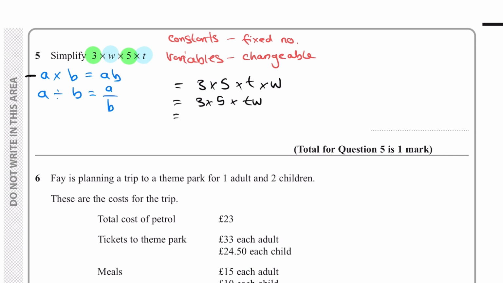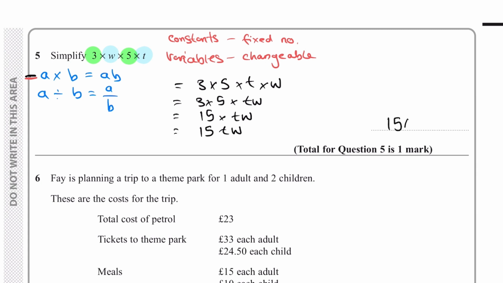Step 3. We combine the constants. Here, 3 and 5 multiply to give 15. So, the expression simplifies to 15 times tw. Step 4. We use efficient notation to write the expression clearly. The simplified expression is 15tw.